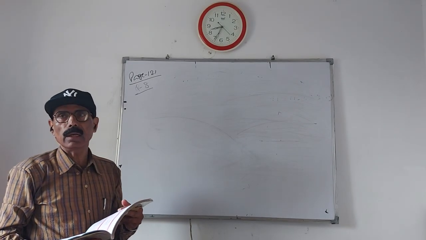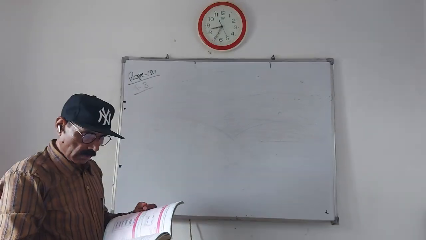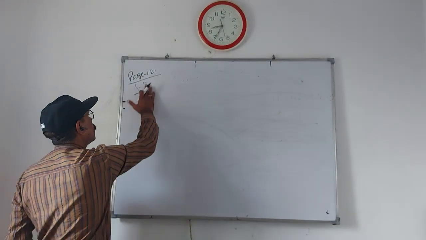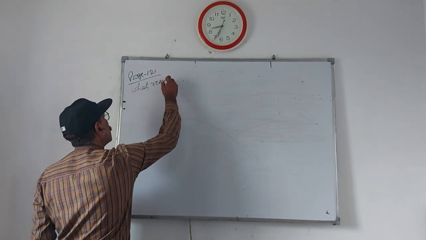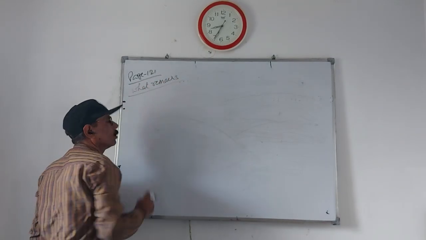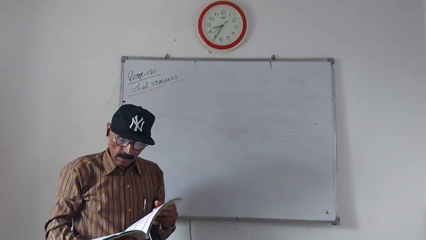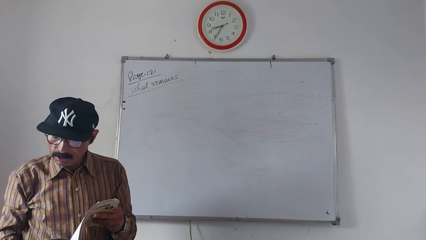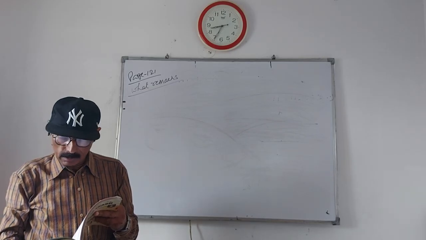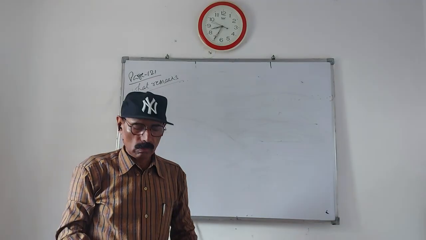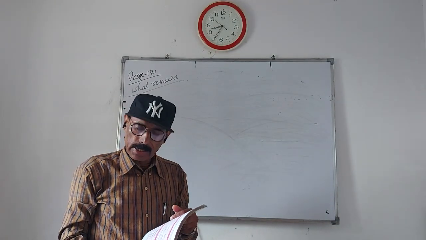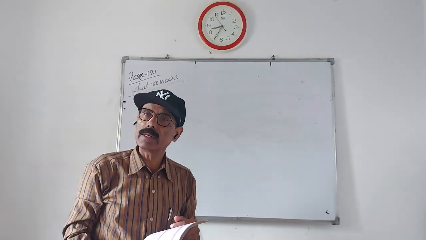Next is what remains. Continue. It means remainder. Now, what remains means questions based on remainder. Page number 121. What remains? This is the topic. Find a number that has a remainder of 3 when divided by 5. Write more such numbers. How can we write a number that has a remainder of 3 when divided by 5?